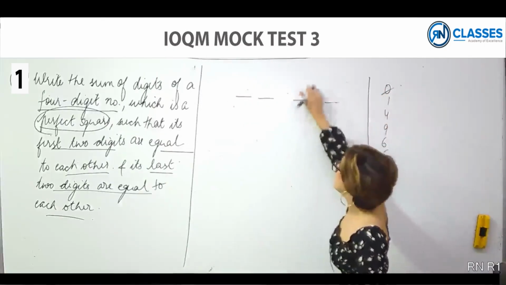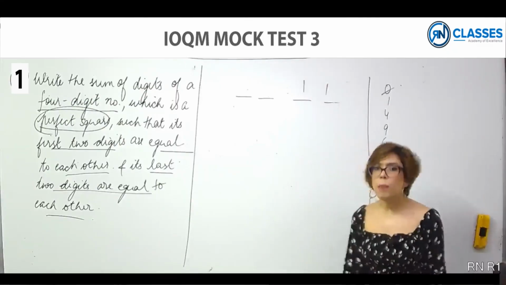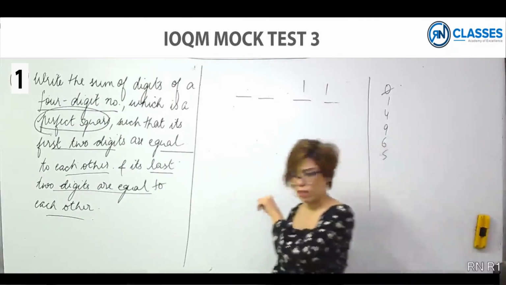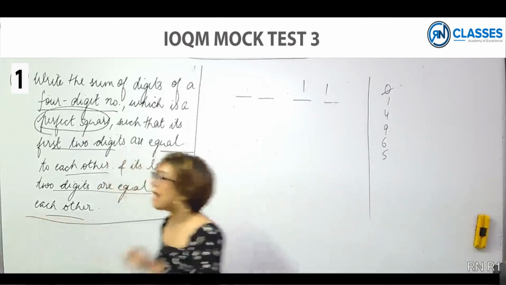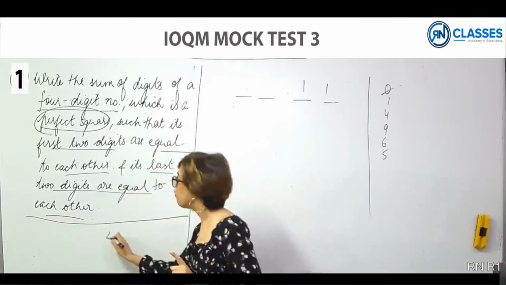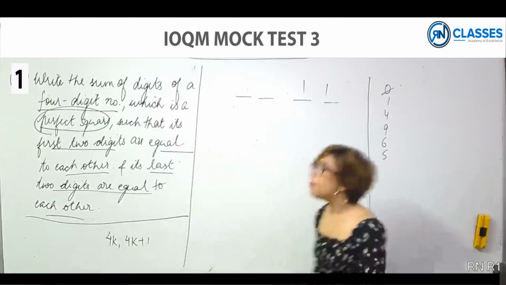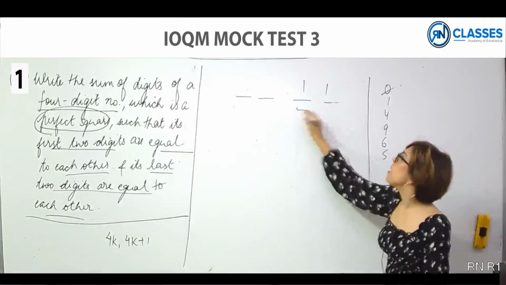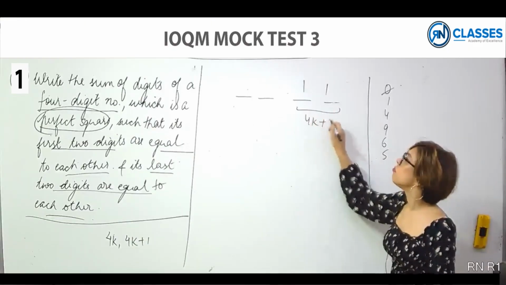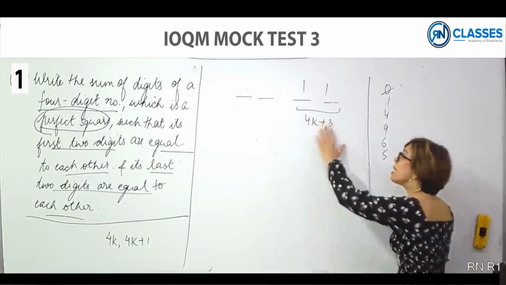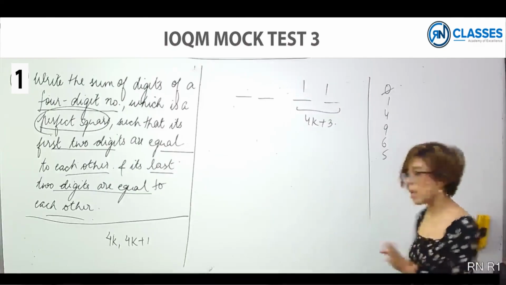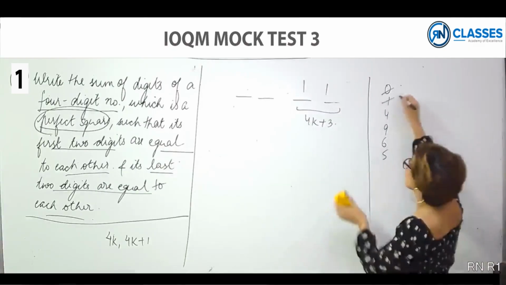Now let me take 1. Now mind it, I know it's a perfect square question. In class 10, we have studied that any squared quantity is either of the form 4k or 4k plus 1. The number which ends with 1, 1, that means it is of the form 4k plus 3. Definitely this number cannot be a perfect square. Done? So that means even 1, 1 is rejected.